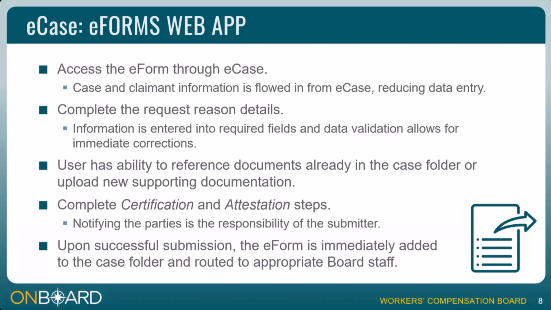Most request reasons will have a free-form text box that will allow the user to add additional information related to the reason. All data is validated immediately with errors returned on the screen in seconds to be corrected by the user. Once a reason is complete, the user can add another request reason if needed. After all the request reasons are added, the user will have the ability to reference documents already in the case folder or upload new supporting documentation. Even if a request reason doesn't require supporting documentation, you can still reference and upload the documents.